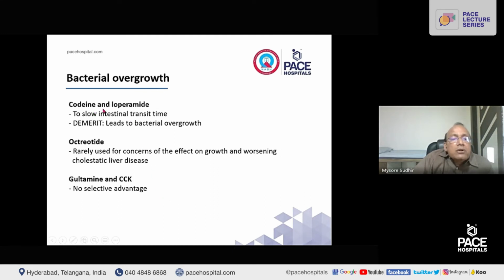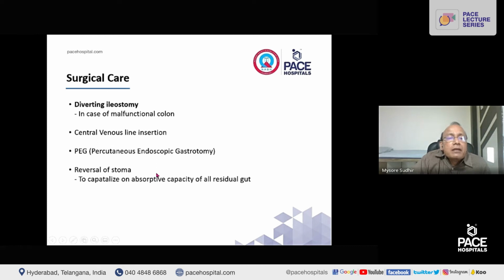Now, giving codeine or loperamide is not advisable because it can lead to bacterial overgrowth. Generally, when the patient is having diarrhea, we try to give anti-motility agents, but in this case, that is not the indication. Octreotide is also sometimes used, but it worsens the cholestatic liver disease. Glutamine and CCK are other things which are not very effective.